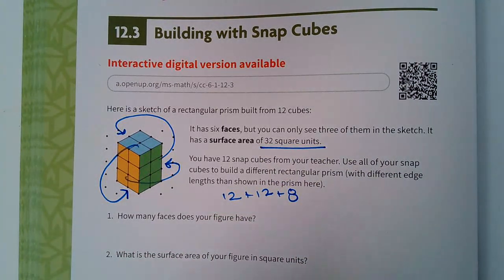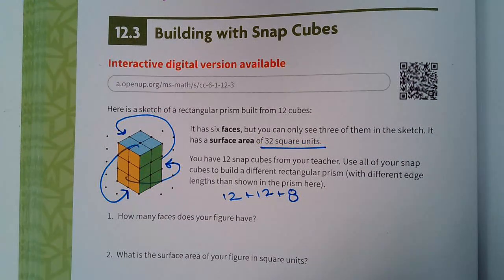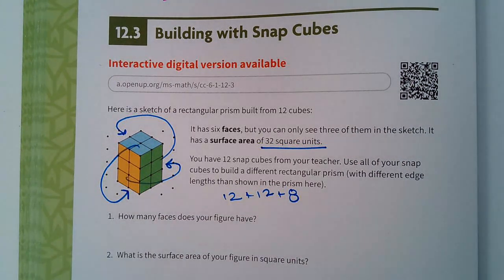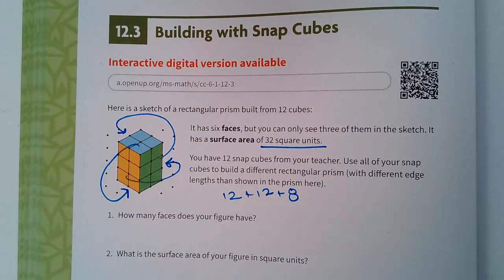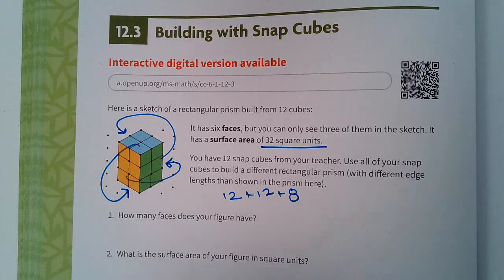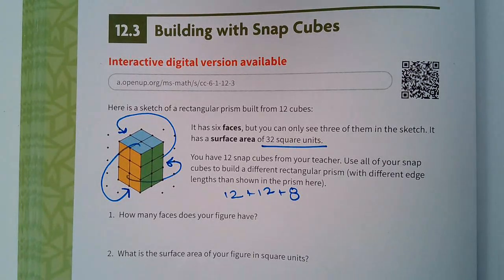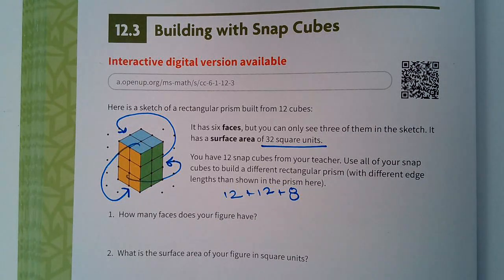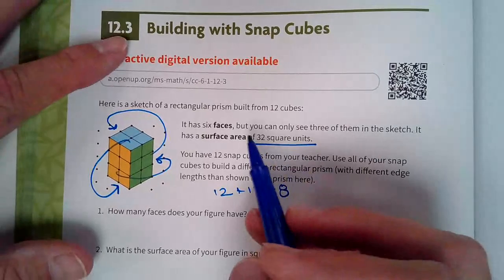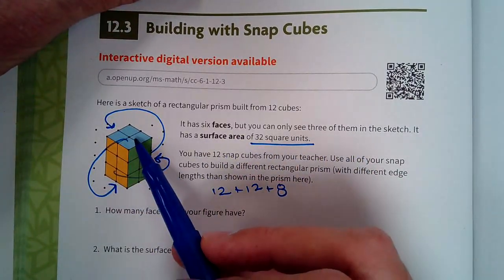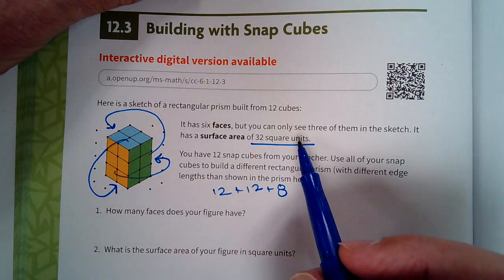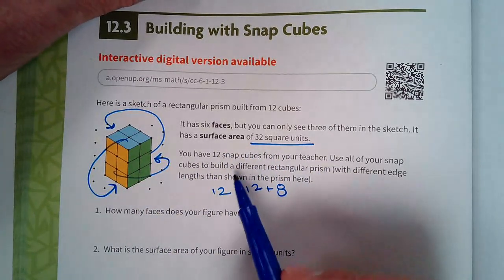So when we're talking about surface area and we're working on paper, you can't see all of it because it's 2D. All right, it's just two-dimensional. So it says here, it has 6 faces, but you can only see 3 of them: the green, the yellow, and the blue. It has a surface area of 32 units.